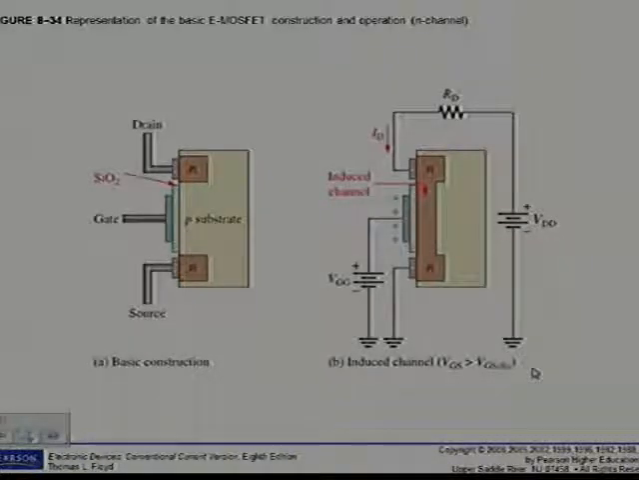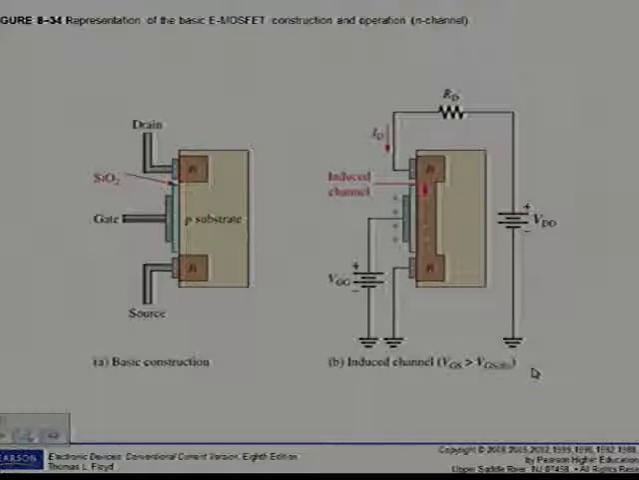Class. Today we're going to start talking about the MOSFET. We already talked about the junction field effect transistor, and one of the big advantages of the junction field effect transistor is the high input resistance or high input impedance of the device. In the case of the MOSFET, we get an even higher input impedance because the gate is completely isolated from the rest of the device.